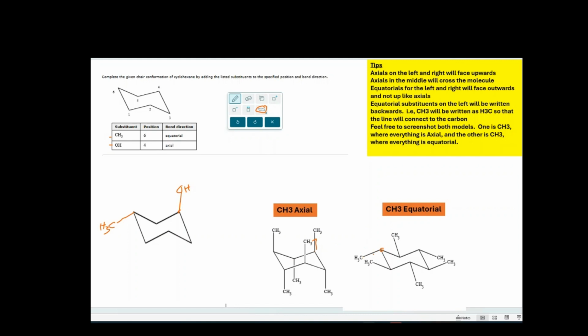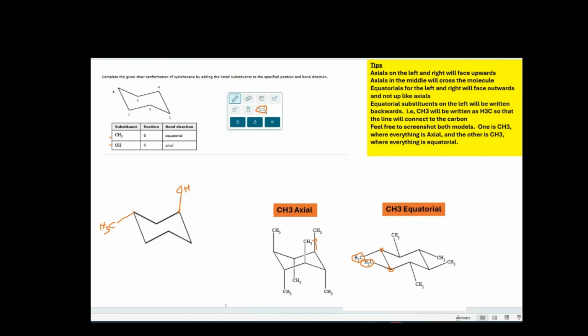Just remember for equatorial, when it's for the ones on the left, if you have like CH3 or so, you're just going to write it backwards. So that's kind of the big tip that catches students up. But for the rest of the compound, you're going to write it normal, no matter what position it is. But when these two right here are equatorial, you're going to write them backwards.